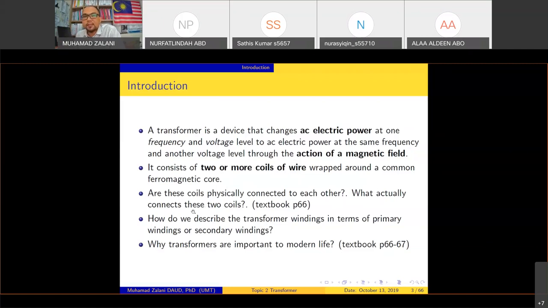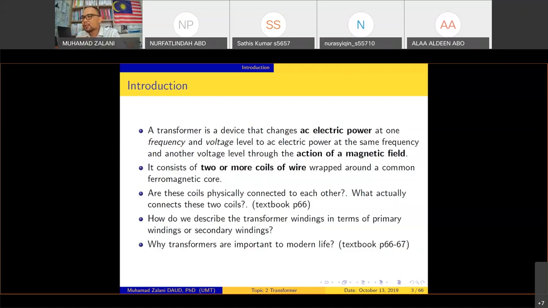What actually connects these two coils? Actually, there is no connection between the two coils. But we can still transfer the voltage. We can still step up or step down the voltage because of the action of the magnetic field, because of the voltage induced in the core. Based on the windings at the primary and secondary, we can either increase or decrease the voltage that we want.